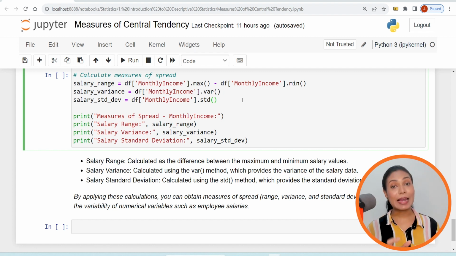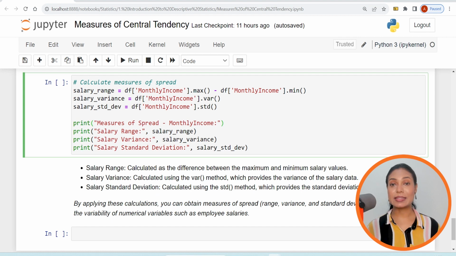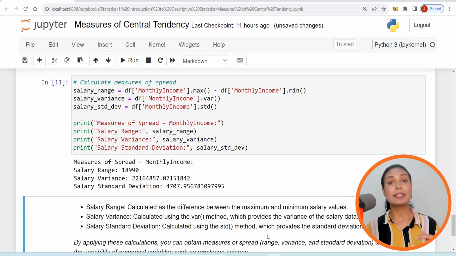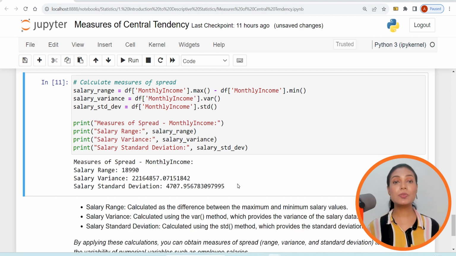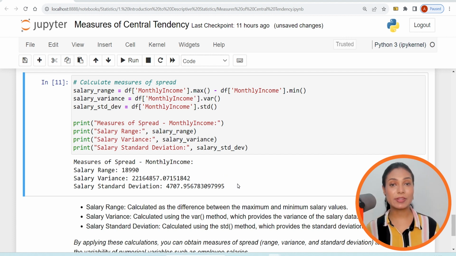Overall, the code calculates and displays the range, variance, and standard deviation of the monthly income values stored in the monthly income column. Now, these measures provide insights into the spread or variability of salaries within the dataset. If you look at the output, the salary range is 18,990. The salary variance is 22164857 and the salary standard deviation is 4707.